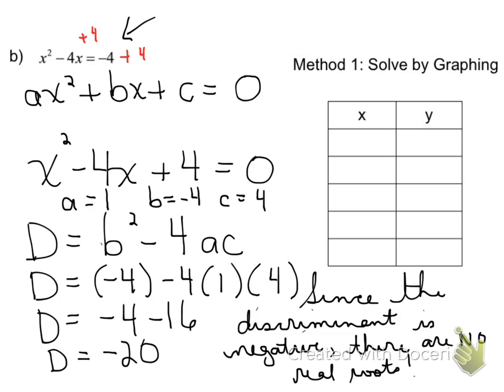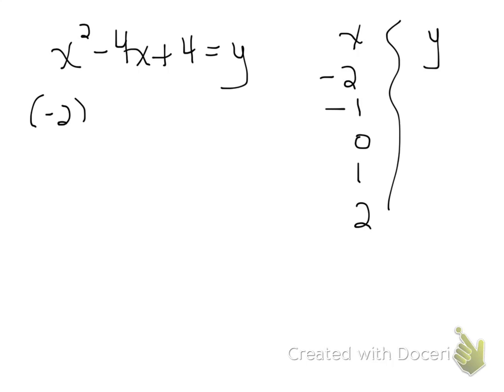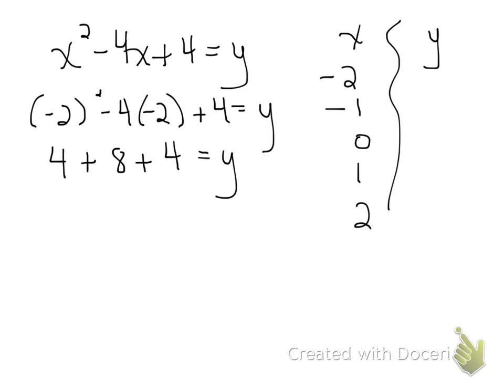But if you take a look at the graphing, we're going to go ahead and graph this. Just going to rewrite the equation here. So x squared minus 4x plus 4 equals y. I'm going to write down my x's that we always use, negative 2, negative 1, 0, 1, 2. And I'll do the work for one of them, and then you're expected to do it for the rest of them. Negative 2 times negative 2 is positive 4. Negative 4 times negative 2 is positive 8. 4 plus 8 is 12, and 12 plus 4 is 16.